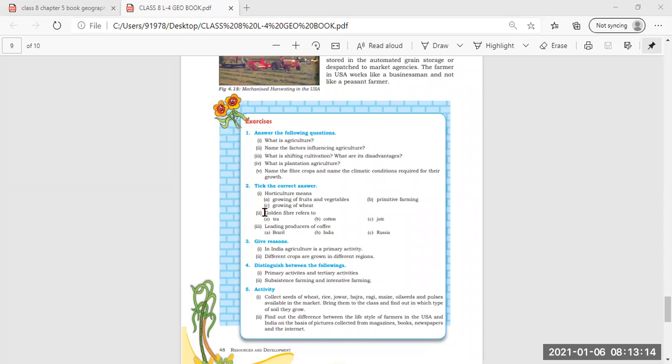Then here you can tick the correct answer. What does horticulture mean? Growing of fruits and vegetables. A, growing of fruits and vegetables, will be the correct answer. Second, golden fiber refers to jute. C, jute, will be the correct answer.